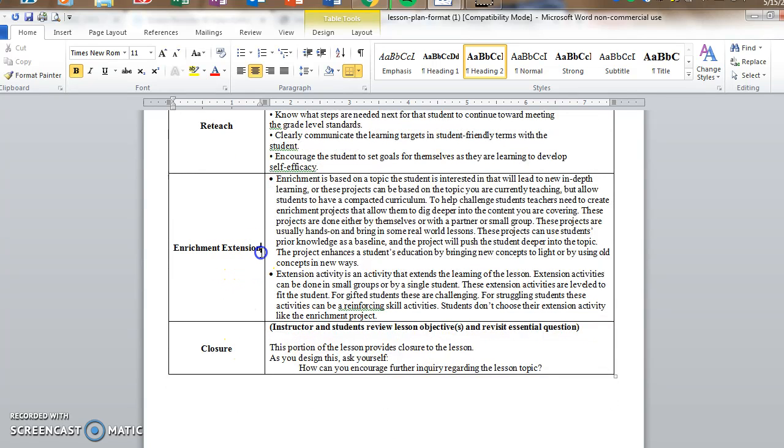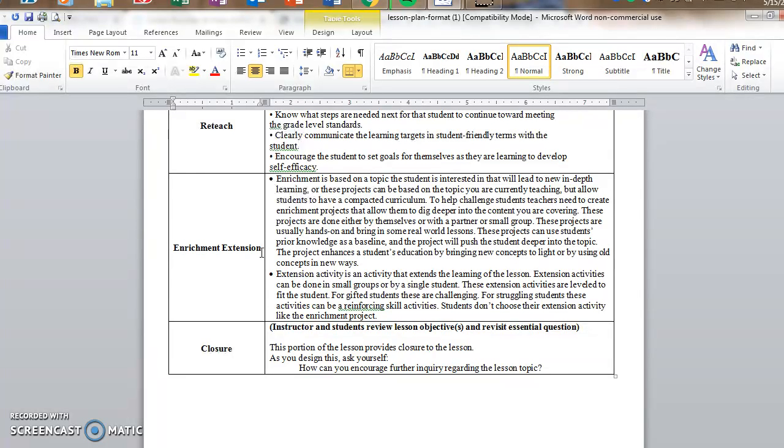Enrichment extension. Enrichment extension is based on a topic the student is interested in that will help lead them into a new depth of learning, or these projects can be based on the topic you are currently teaching, but allow students to have a compacted curriculum to help challenge the students. Teachers need to create enrichment projects that allow them to dig deeper into what you are covering. A good example of this would be going home, making a poster board about what they learned, or a research project to help them do even more.